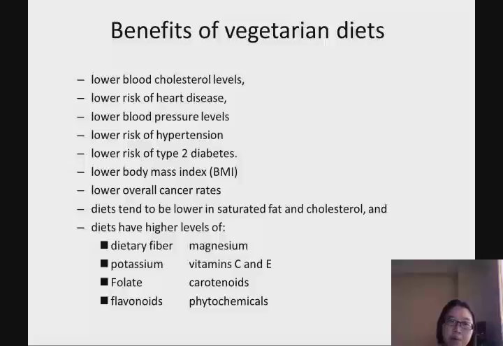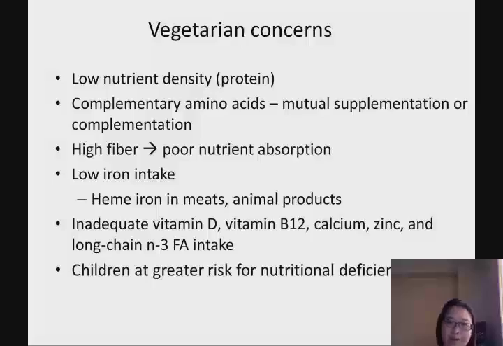And that's how they also tend to lower our triglycerides and cholesterol. Because their diets are high in dietary fiber, which promotes our GI health, potassium, which lowers our blood pressure level, and folate, which can prevent neural tube defects for pregnant women. So those are the benefits for why people are using the vegetarian diet.